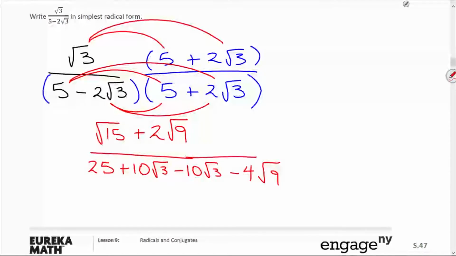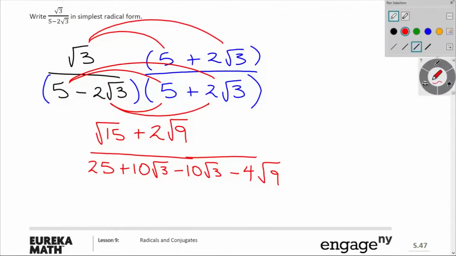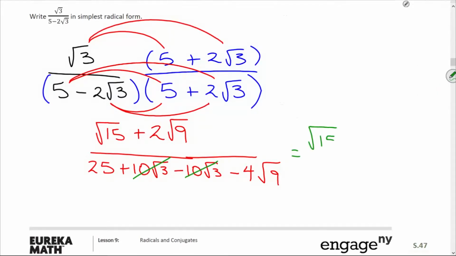Okay, I have to keep going a little bit further. Let me look at how to simplify this. Now, with the conjugate, again, that middle term cancels out. That should not be surprising by this point. Let's keep going. So I have root 15, and let's see here, plus 2 times, now this right here, root 9 is equal to 3. So 2 times 3 is 6.